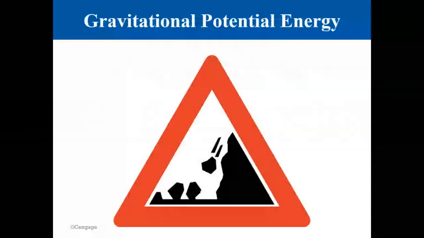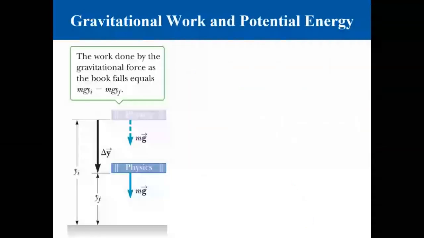So obviously we're aware of this. They also state here that potential energy is a property of a system rather than of a single object, because it's due to the relative positions of interacting objects in the system. So that's quite interesting. As an example, there we have a book, from the college physics textbook, and it goes from one position to another, and they're saying the work done by the gravitational force equals mgy_i minus mgy_f. So we're familiar with this.